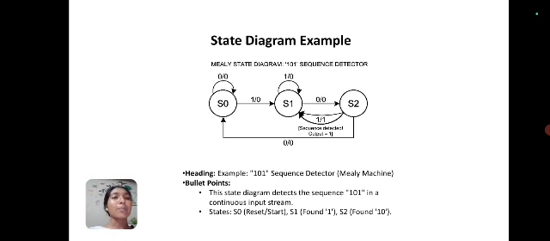State diagram example. Mealy state diagram, 101 sequence detection. This state diagram depicts detecting the sequence 101 in a continuous input stream. State S0 is reset and start. S1 found 1, S2 found 10. These are all the block diagrams.